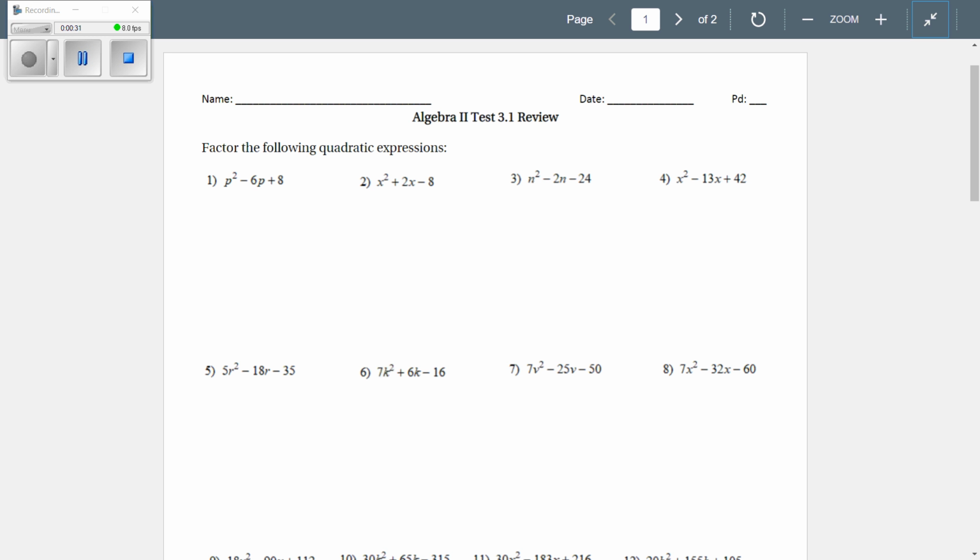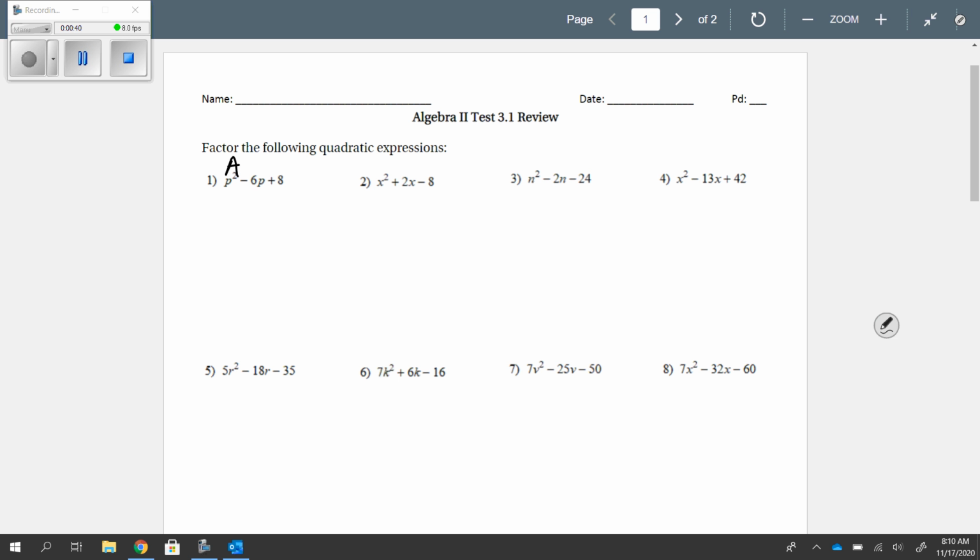So number one, p squared minus 6p plus 8. We know step one is to label A, B, and C. All right, and then what is B? B is negative 6. A times C. When A is 1, it's easy because 1 times C is C, so 1 times 8 is 8. All right.